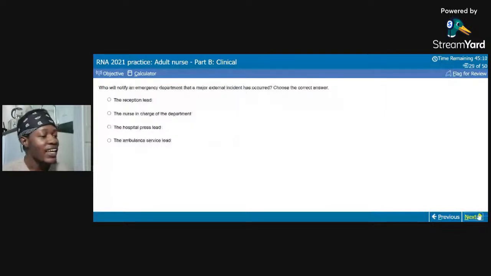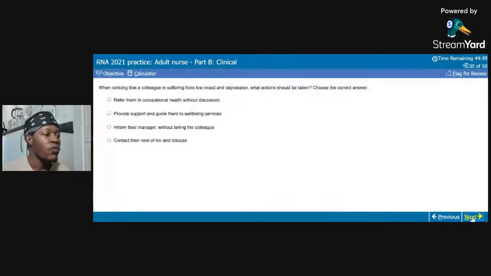Who will notify an emergency department that a major external incident has occurred? This should be done by the nurse in charge, not the reception, not the hospital press. It should be done by the nurse in charge. When noticing that a colleague is suffering from low mood and depression, what actions should be taken?